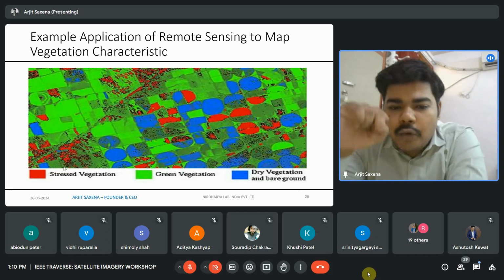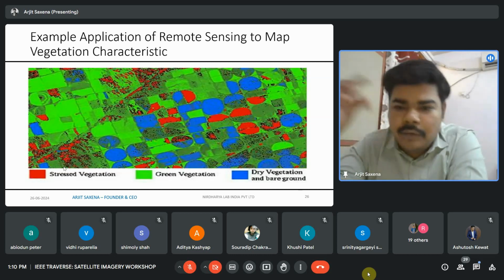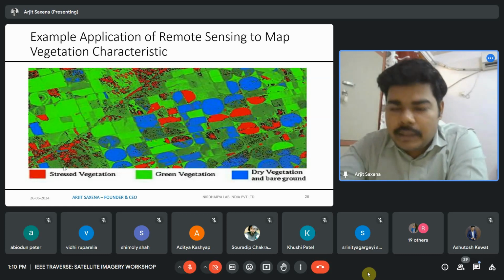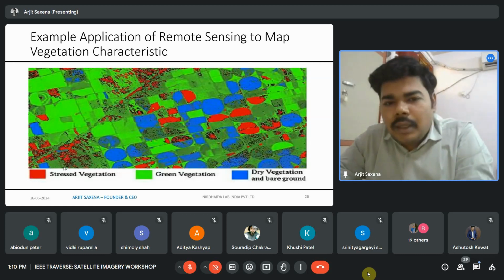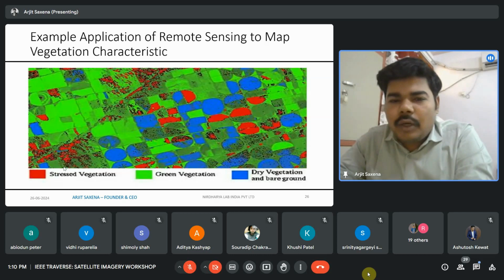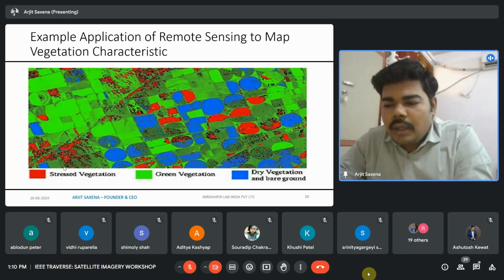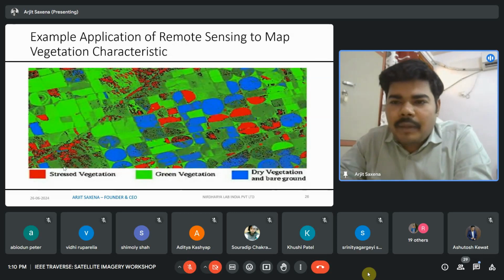How can you develop dry vegetation into stress vegetation, and stress vegetation into green vegetation? You have to give them this idea, because as a farmer, the person is just going to ignore this fact. The farmer is not going to be that bothered about what is happening with his land.